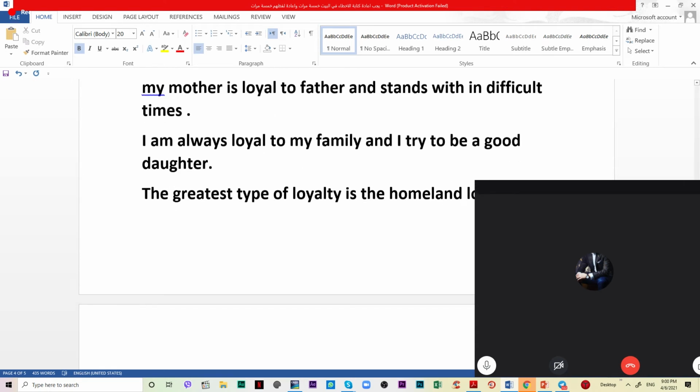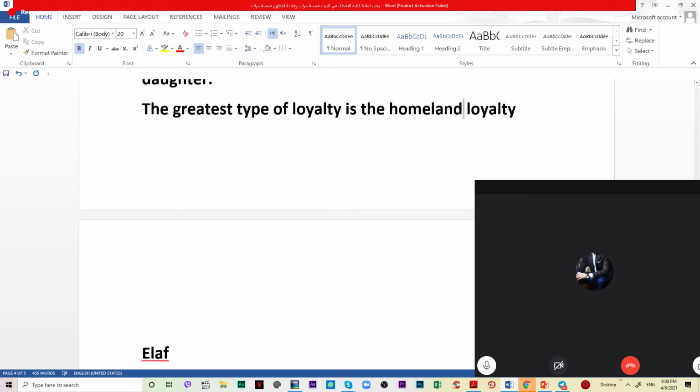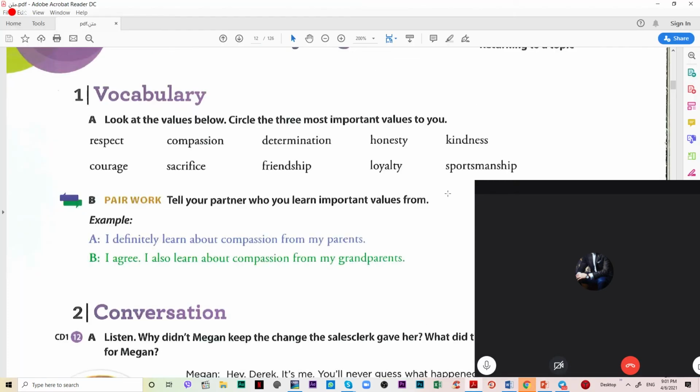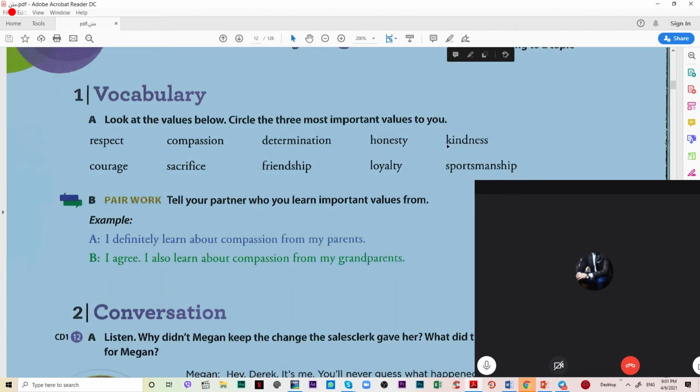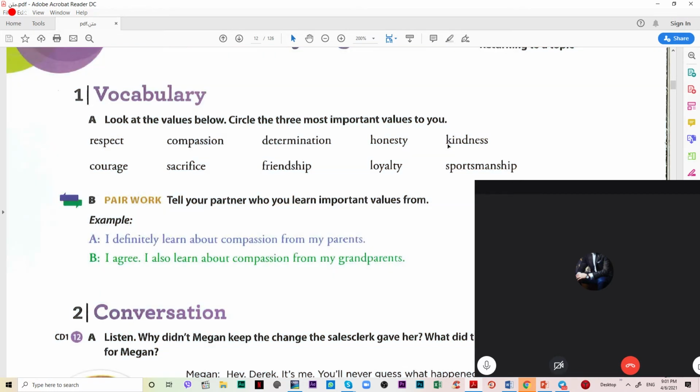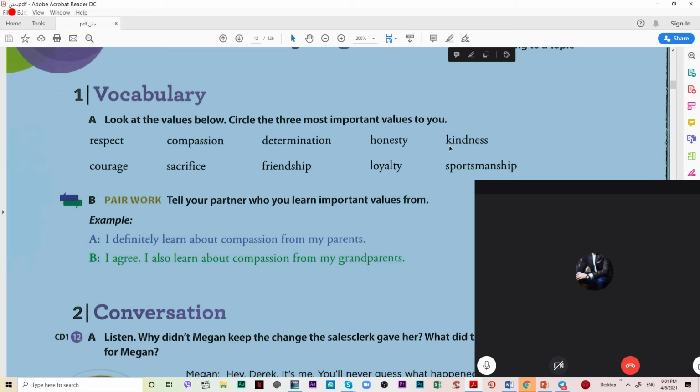Okay, great. Let's continue and take another value, another word. نأخذ قيمة أخلاقية أخرى أو كلمة أخرى. Let us see what we have. Here we have kindness. Kindness is someone who is kind, يكون حنون. Kindness means حنان أو عطف. Example, مثال.